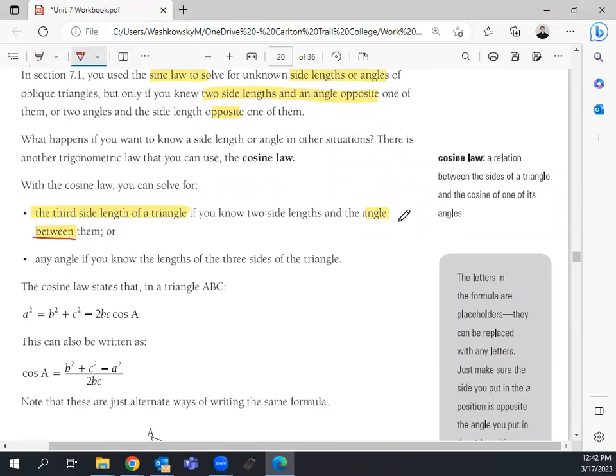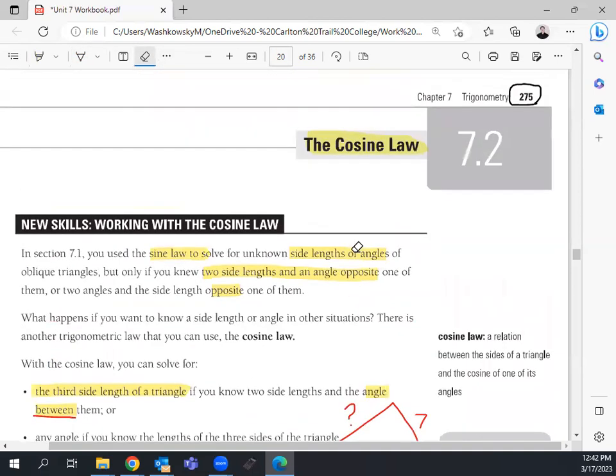Just for example, you don't need to draw this. Let's say this is my triangle here. Maybe I know this one's 5, this one's 7. I need to have the angle right here for this to work, right? Because it's the angle between the two of them. Then I can use that to figure out my last missing side. Page 275.